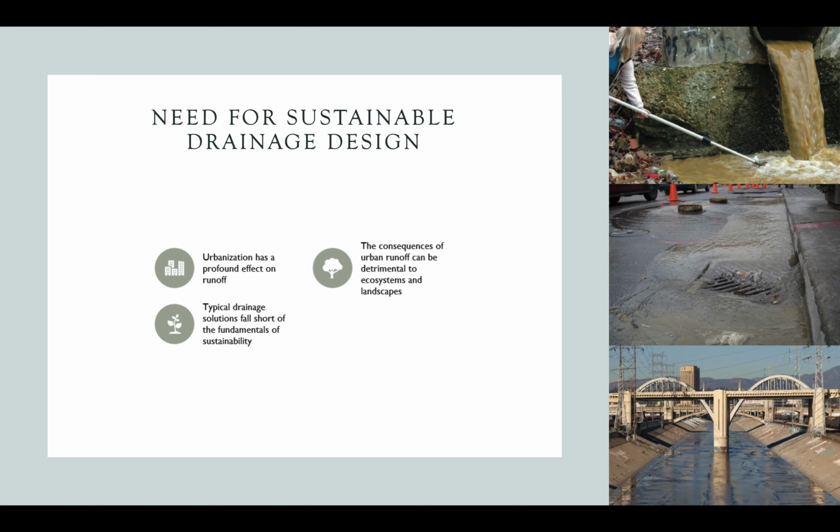Typical drainage solutions fall short of the fundamentals of sustainability. Most drainage systems today are a one-use entity that have one goal in mind, and that is to provide a solution to runoff. Also, the consequences of urban runoff can be detrimental to ecosystems and landscapes. The harm can be found through pollution, erosion, and deposition.